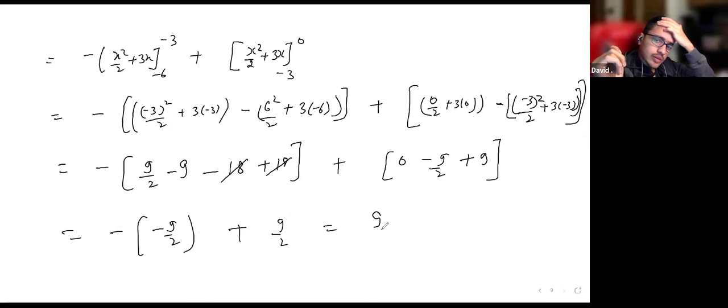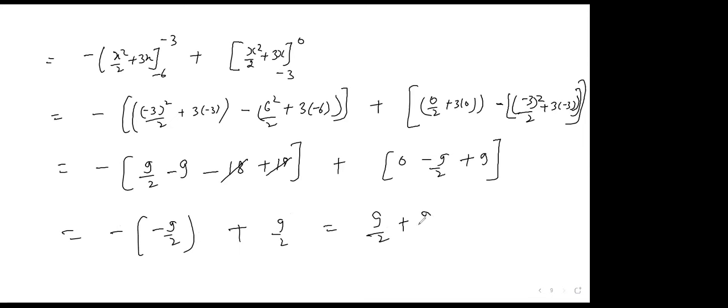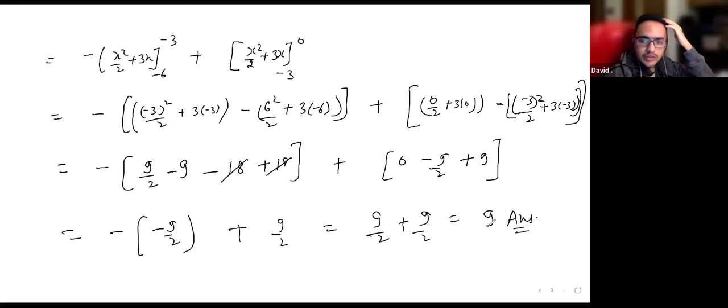So negative times negative is positive. The answer is 9 square units. This will be the answer. Yes, sir.